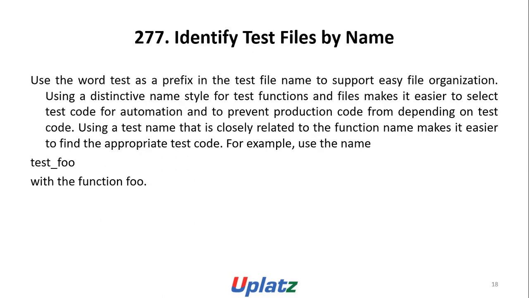Identify test files by name. Use the word test as a prefix in the test file name to support easy file organization. Using a distinctive name style for test functions and files makes it easier to select test code for automation and to prevent production code from depending on test code. Using a test name that is closely related to a function name makes it easier to find appropriate test code. For example, use the name test underscore code definition code.